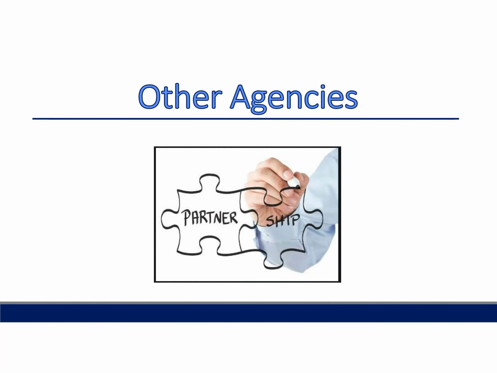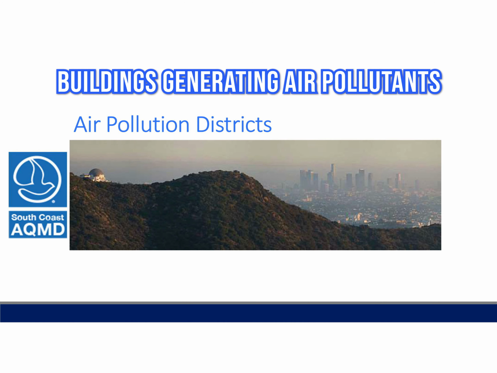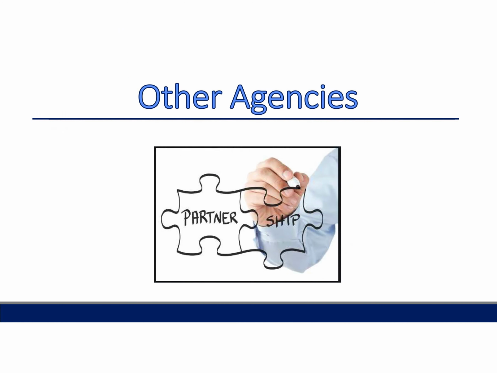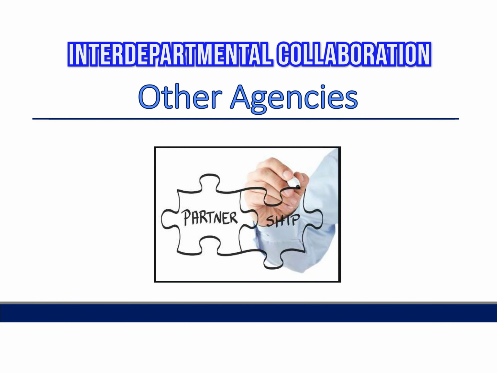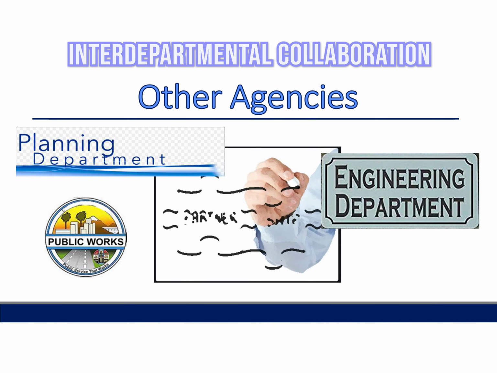The partnership between building inspectors is not limited to fire, police, and health inspectors. There are other agencies such as air pollution districts for projects that generate air pollutants, and environmental hazmat for buildings using or storing hazardous materials. Keep in mind that there are internal agencies that work closely with building departments and are an integral part of the entire development process. Departments such as Planning Department, Engineering Department, and Public Works Departments.